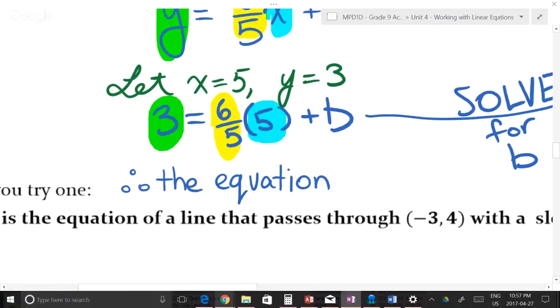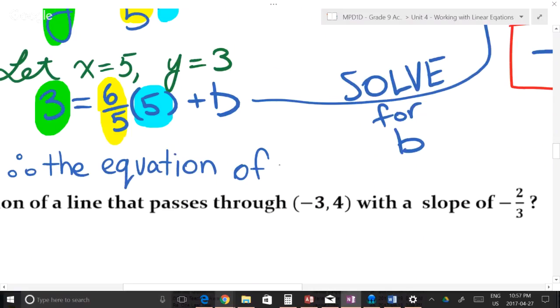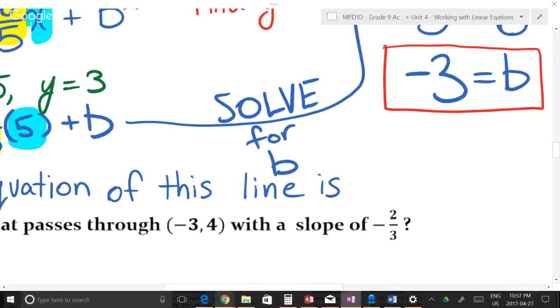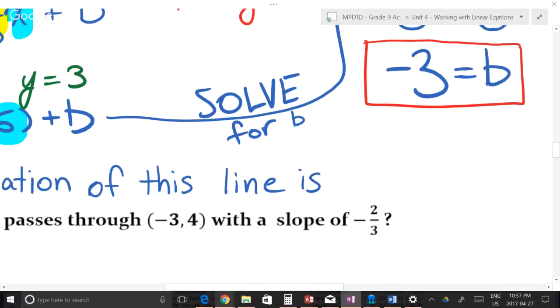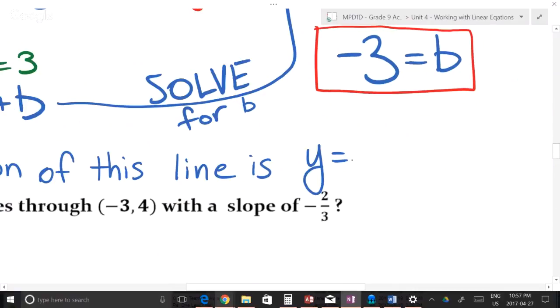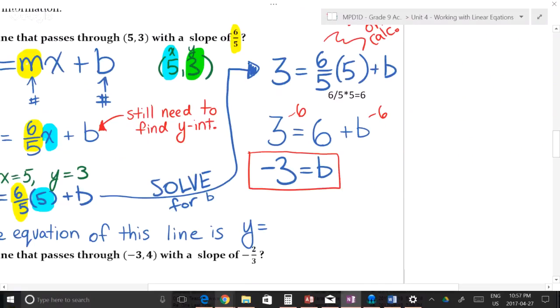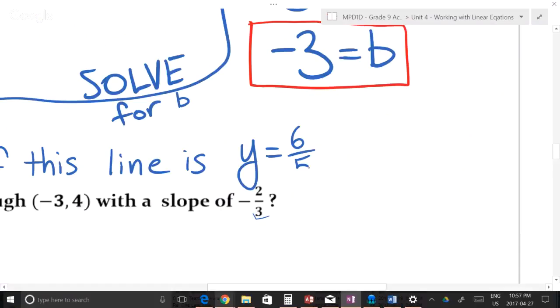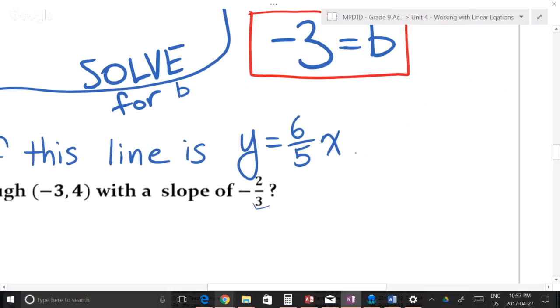of this line is, just going to move that so it's not in the way, y equals, I have to remind myself, what was the m value again? Oh, it was 6 over 5. So y equals 6 over 5 x, and I'm going to put the b value in, and that, of course, is negative 3.